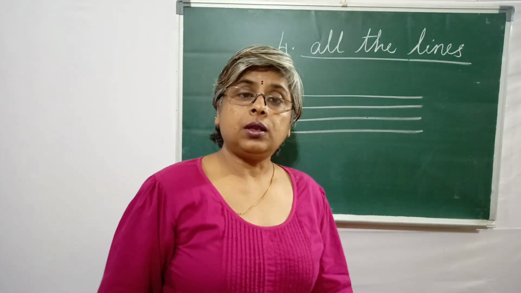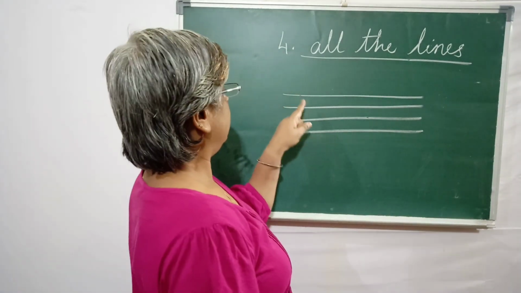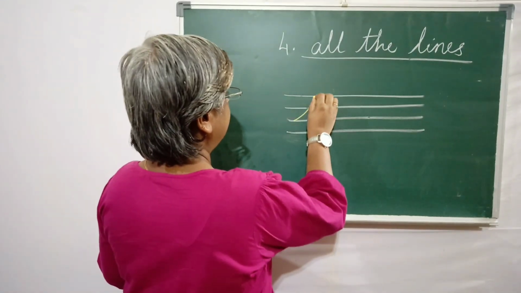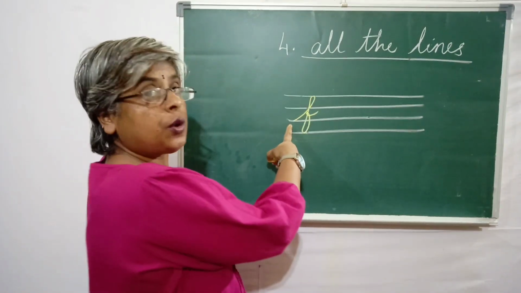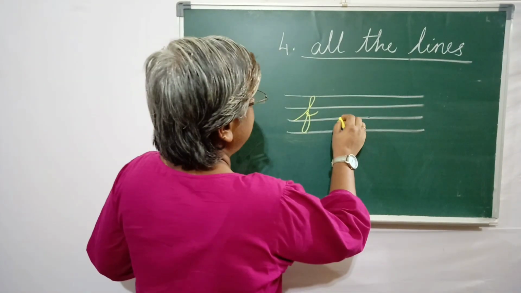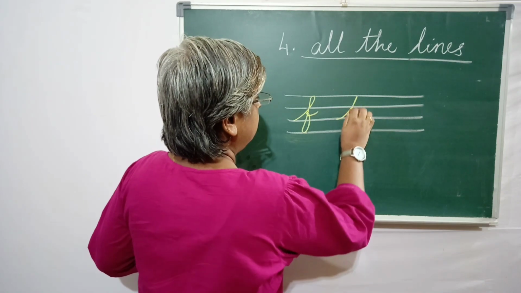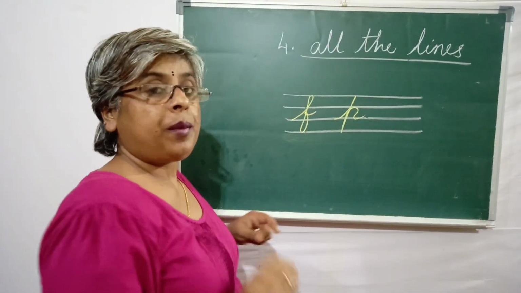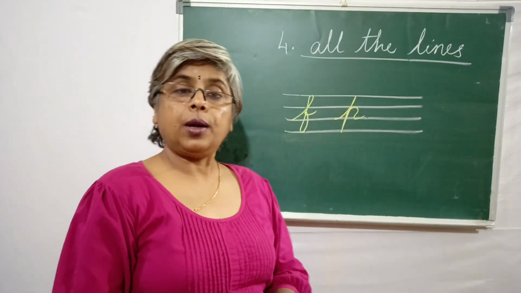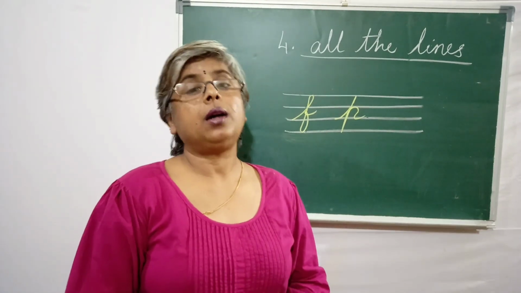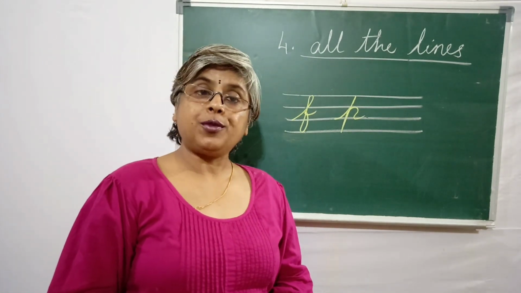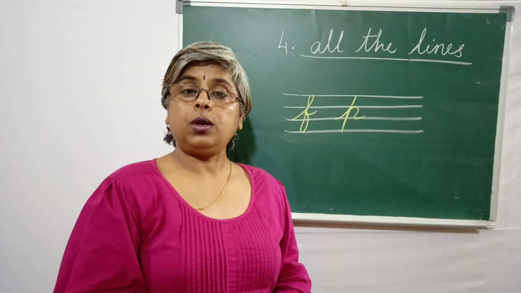The last one, the letters which touch all these 4 lines. F. Starts from the third line, up, straight down, F and P. So, from A to Z cursive, there are 2 letters only which touch all the lines. And this also we need to tell our children, tell our babies, that babies, these are the 2 letters which you have to go straight up and you have to come down straight.